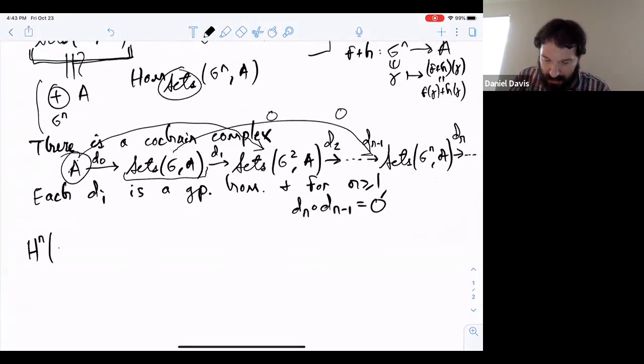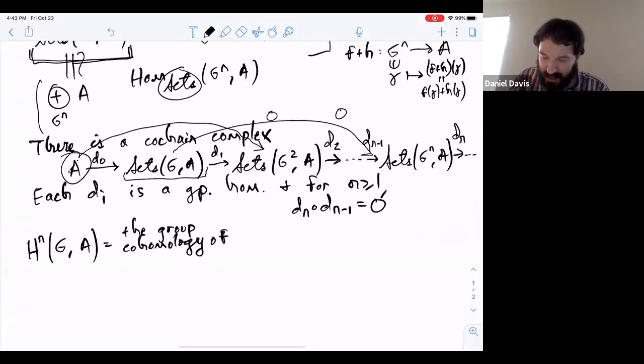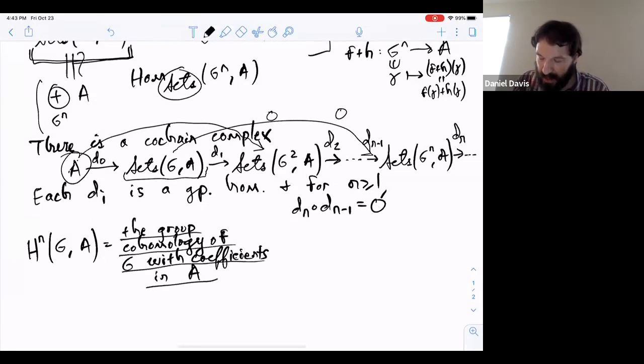So H upper n of G comma A. Okay, this is the group cohomology of G with coefficients in the discrete G-module A. Okay, and I can just mention, you may have noticed that the action of G on A does not play a role in the definition of the abelian groups in the cochain complex, but it does play a role in the definition of the homomorphisms. Okay, so it is there.